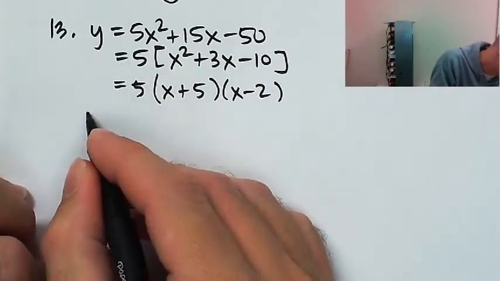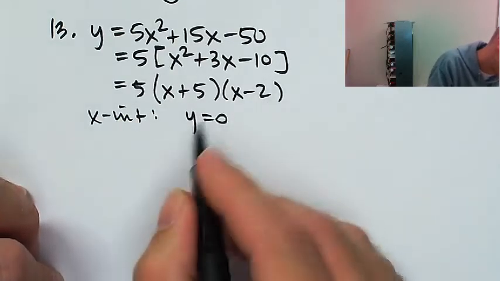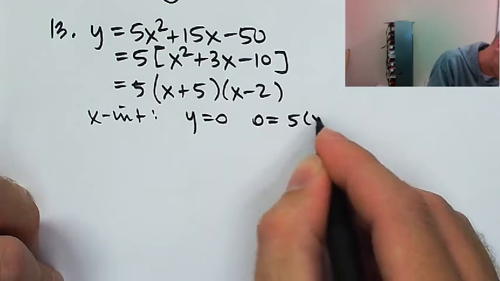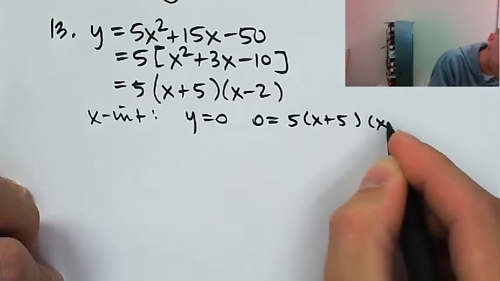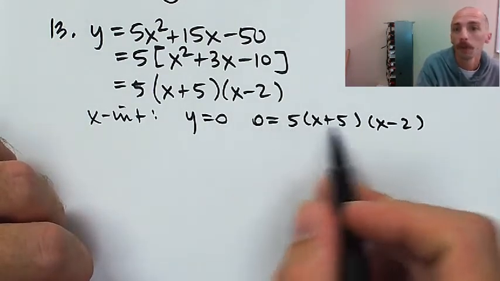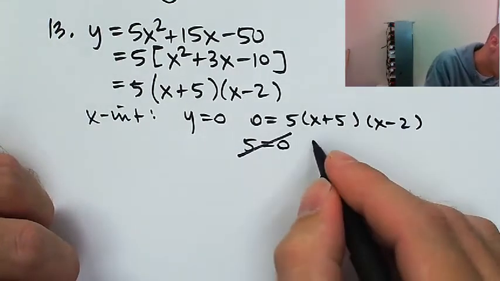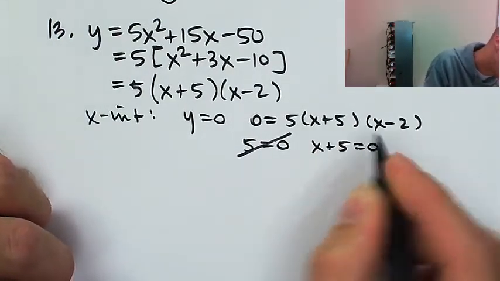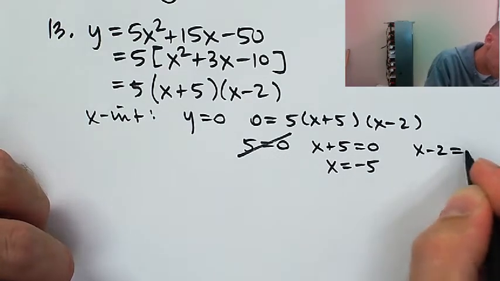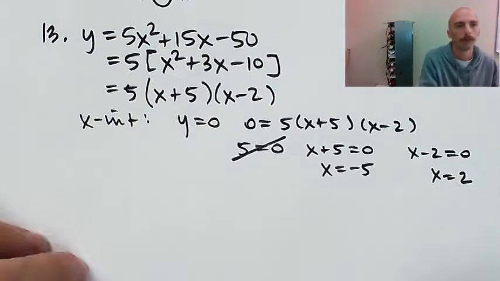So if I need the x-intercept, that'll be where y is equal to 0. And so 0 would be equal to 5 times x plus 5 times x minus 2. Okay, if these things are multiplying to 0, one of them has to be equal to 0. Either 5 is equal to 0, which is never true. X plus 5 could equal 0, and that would be where x was -5. Or maybe x minus 2 is equal to 0, and that would be where x is equal to 2.